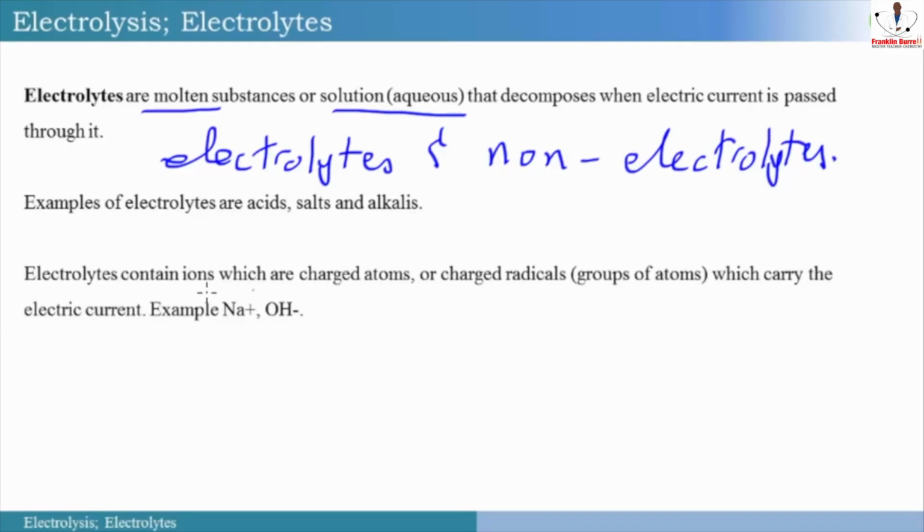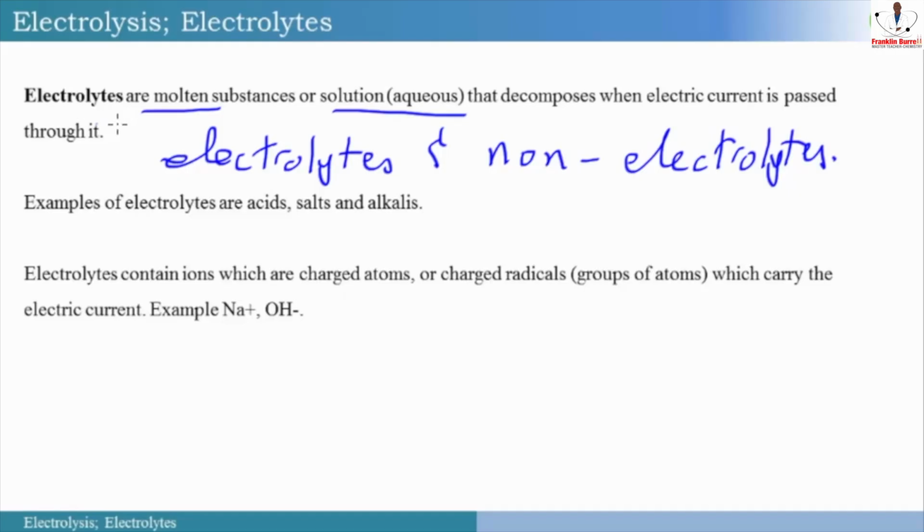Electrolytes contain ions, which are charged atoms, and you know already that when you are charged, it means that you either lose electrons or gain electrons. And once you lose or gain electrons, you form ions: cations in the case of sodium and anions in the case of OH minus.